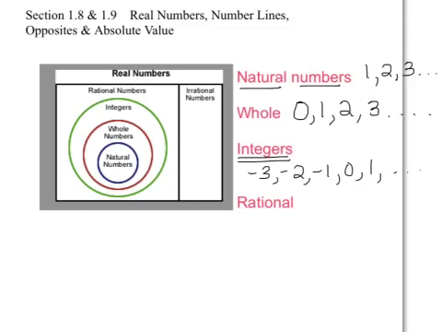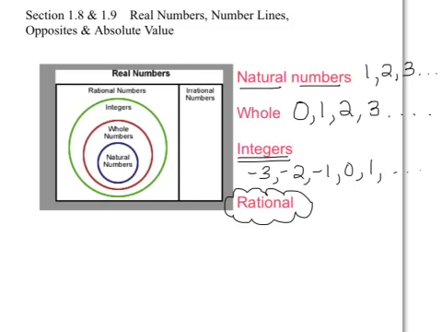So then all of these types of numbers are what we like to call rational numbers. Rational numbers are just numbers that you can write as a fraction. Any number you can write as a fraction. So integers are rational numbers. Natural numbers are rational numbers.